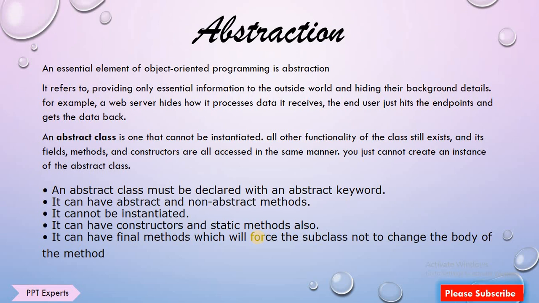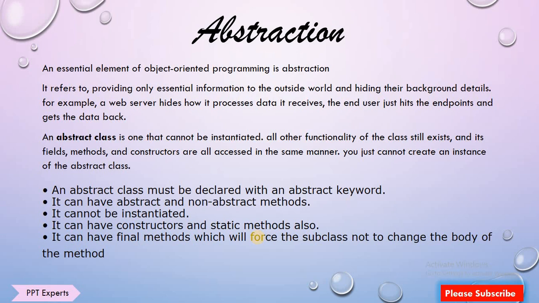An abstract class is one that cannot be instantiated. So we cannot create an object of an abstract class. All other functionality of the class still exists, and its fields, methods, and constructor all exist in the same manner. Just we cannot create an instance of the abstract class. An abstract class must be declared with the abstract keyword. So we use the abstract keyword to create an abstract class.